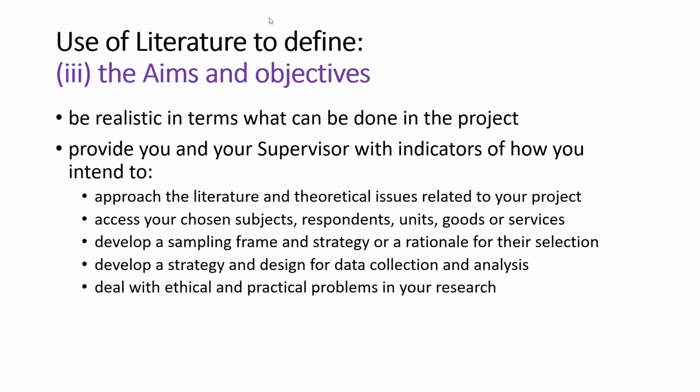You have to be realistic in terms of what you can do in your project. If your supervisor or your colleagues provide you with indicators of how you intend to do it, you have to make use of the literature and define your aims and objectives. Approach the literature and theoretical issues, assess your chosen subjects, develop a sampling framework, develop a strategy and a design for data collection, and do the rest of the literature. The aims and objectives are important.